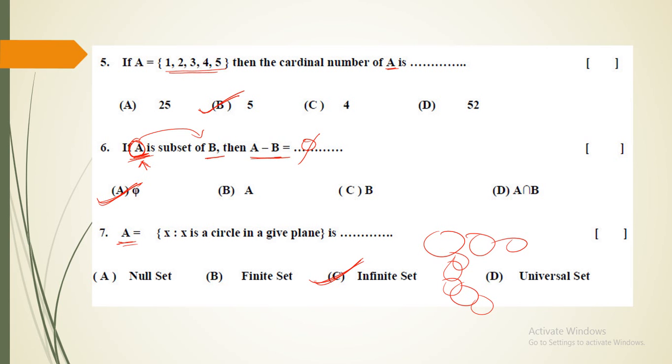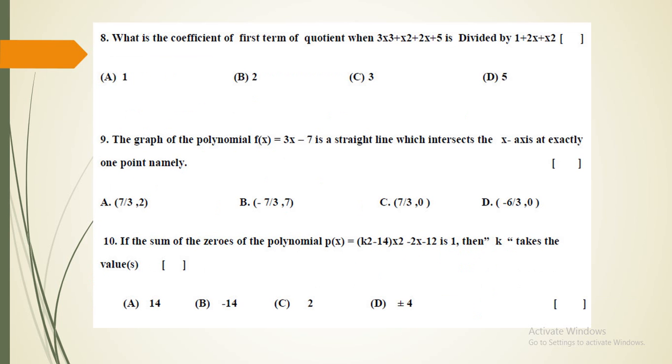There is one more question that can be asked. What will be given? {x such that x is a point on the circle}. How many points are present on a circle? There are an infinite number of points. So then also it will be an infinite set. Right. Next, moving on to one more question.